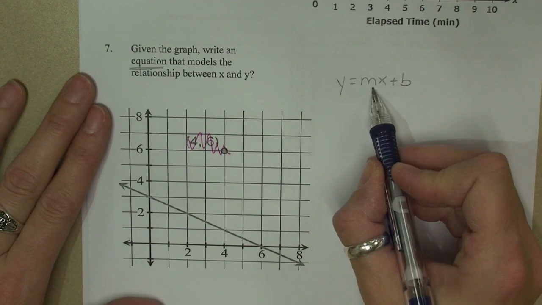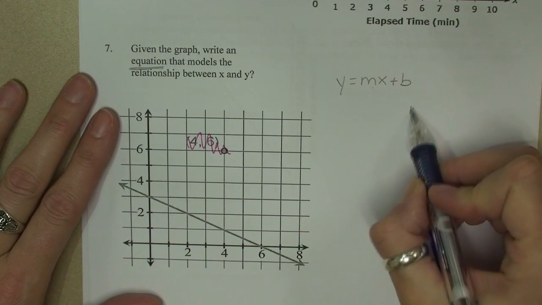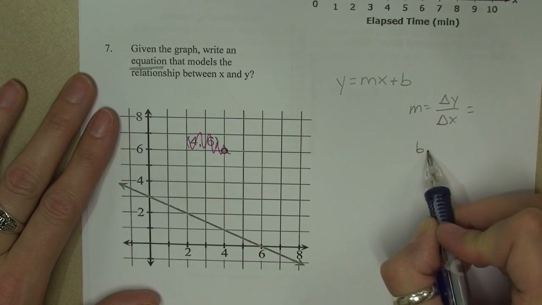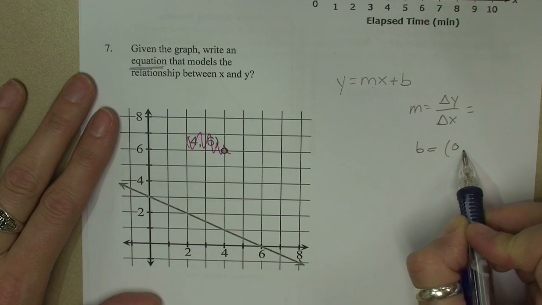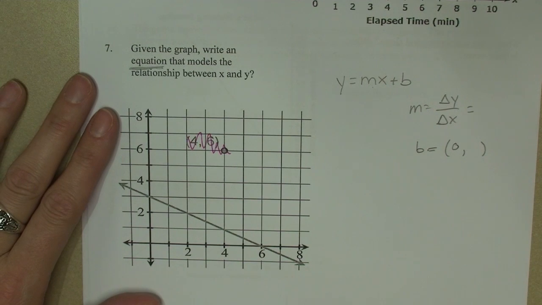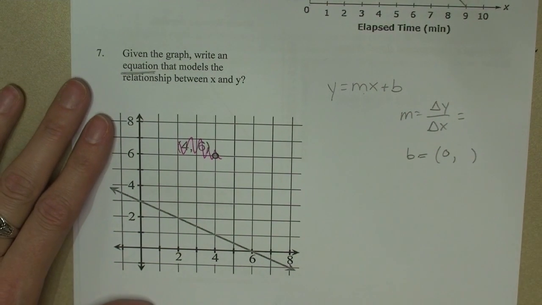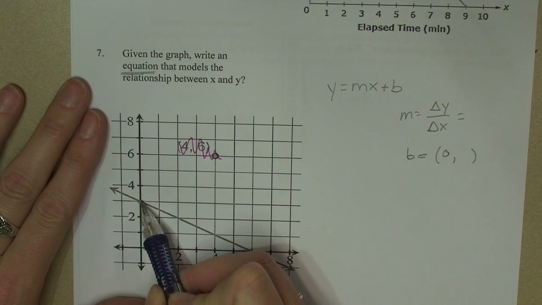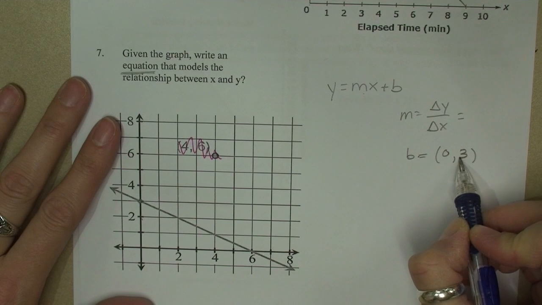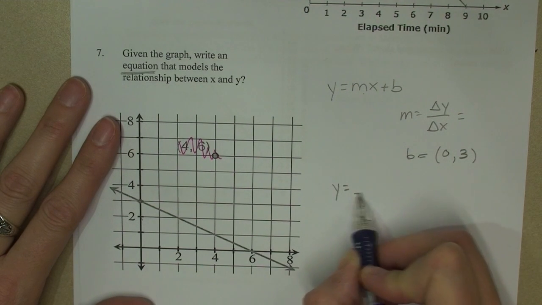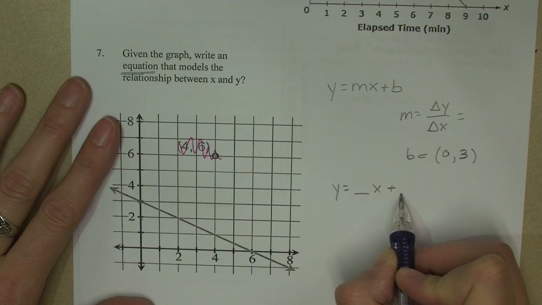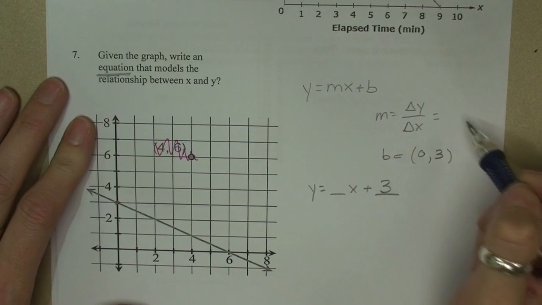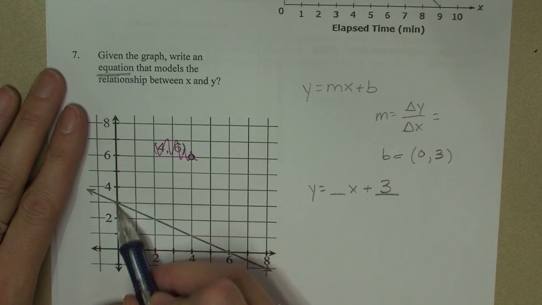So m, remember, stands for slope. So m is the change in y over the change in x. And b is my y-intercept, is where x is 0. So I have to fill in those numbers, and then I'll have the equation. So here I see this is my y-intercept, and that looks like (0, 3). So I have y equals some number x plus some number, and I just found out that number is 3.